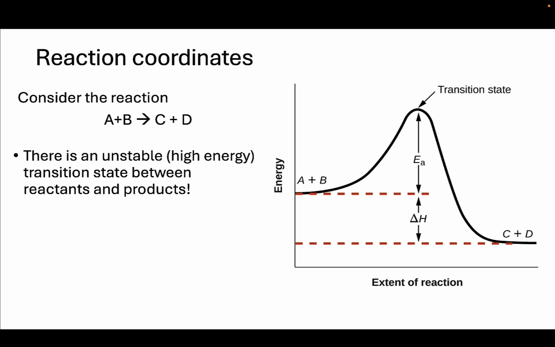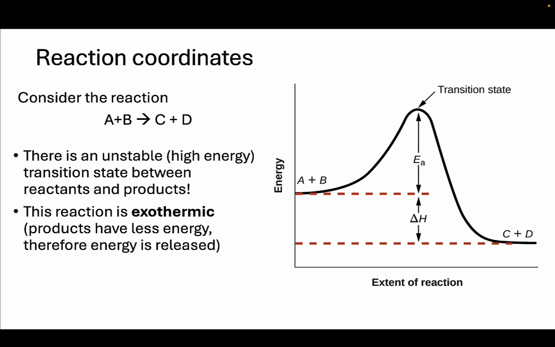Note that as we go from reactants to products, there's an unstable or high energy transition state in the middle. There's some rearrangement that needs to occur that is the most unstable thing. There's some barrier to getting from A and B to C and D. And that makes sense, right? Some bonds need to break, some bonds need to form, and this transition state represents bonds being broken and formed. This particular reaction, we can see from the reaction coordinate, is actually exothermic.